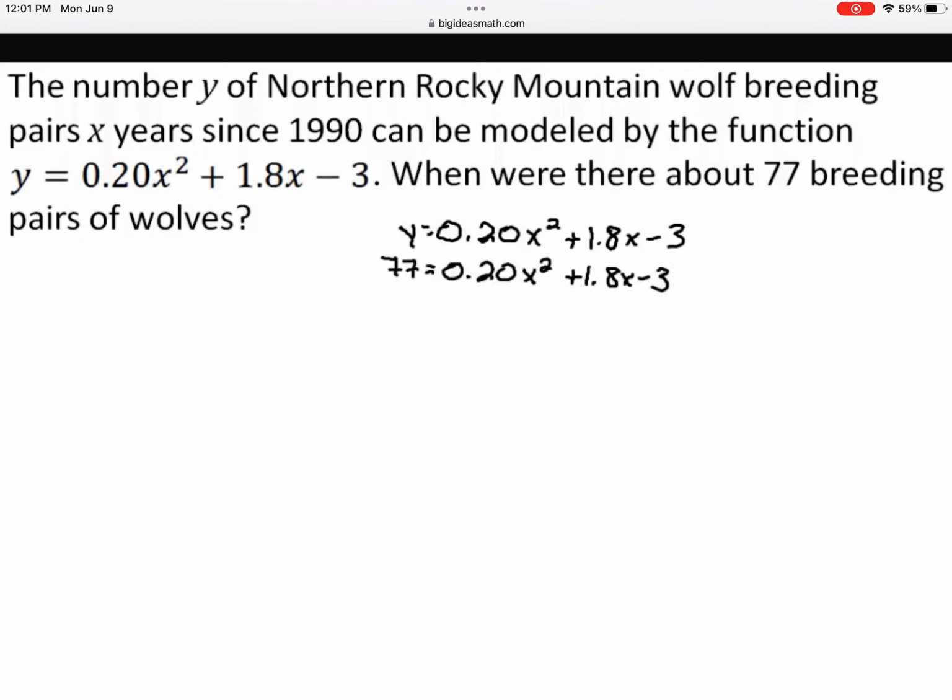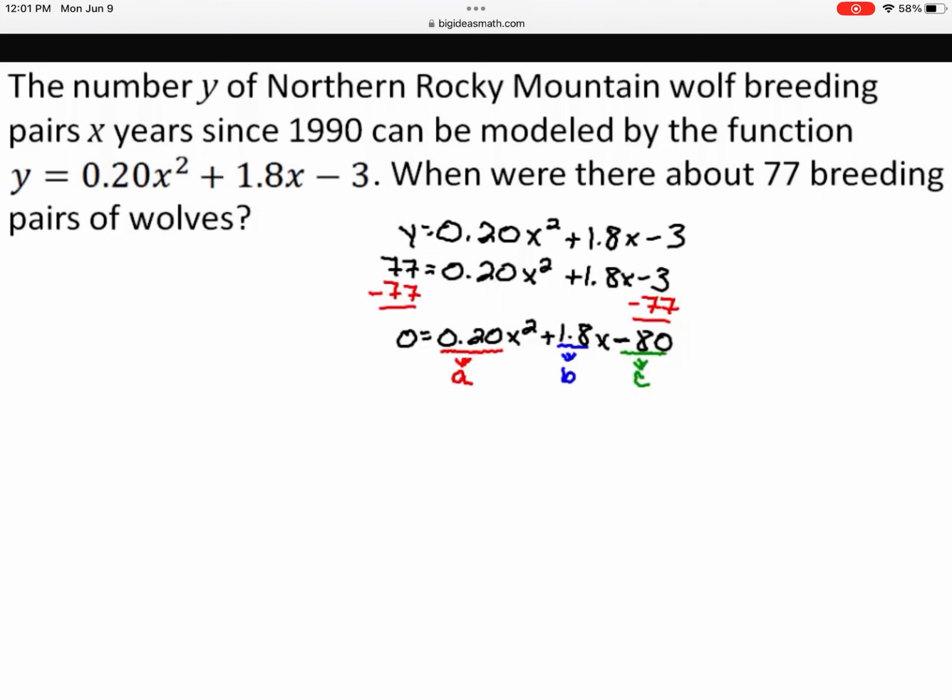To solve for x, first subtract 77 from each side, giving you 0 equals 2/10 x squared plus 1 8/10 x minus 80. The equation is now of the form 0 equals ax squared plus bx plus c, where a is 2/10, b is 1 8/10, and c is -80.